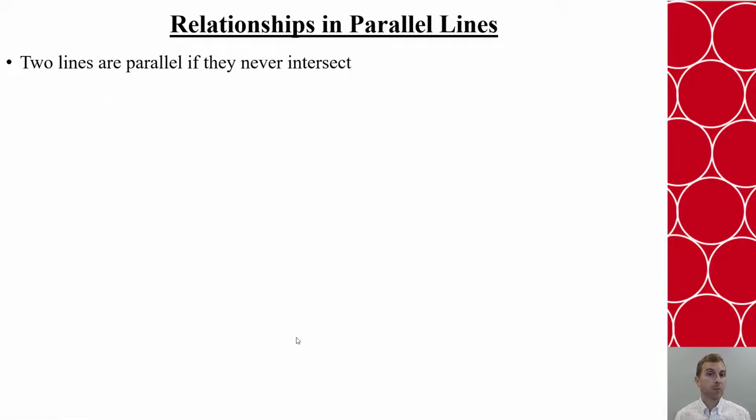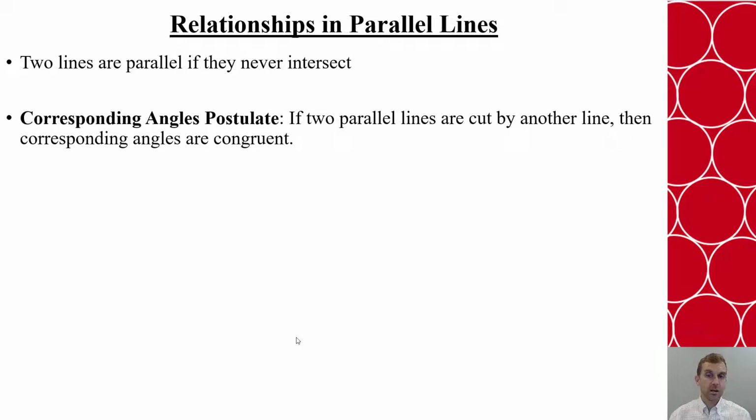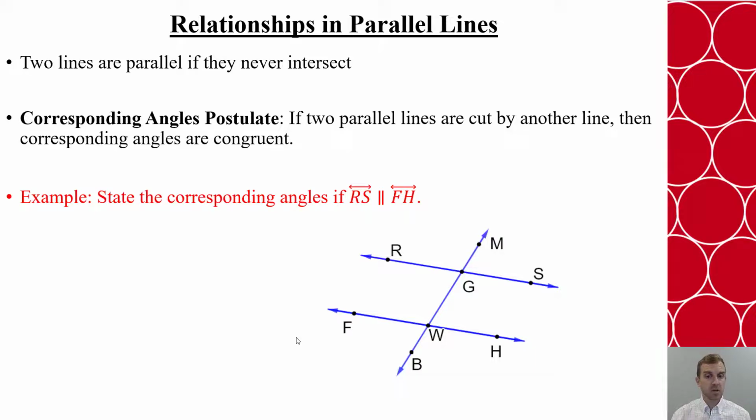Now, when we start dealing with parallel lines, we start to have even more relationships. These are when two lines never intersect. And if we construct a transversal, or a line that goes through both of those parallel lines, we start to have unique relationships if the lines are parallel. For example, corresponding angles in parallel lines cut by another line are congruent. So let's say we have this image where we know that RS is parallel to FH, and we want to label what are the corresponding angles, because they'll be congruent since the lines are parallel.